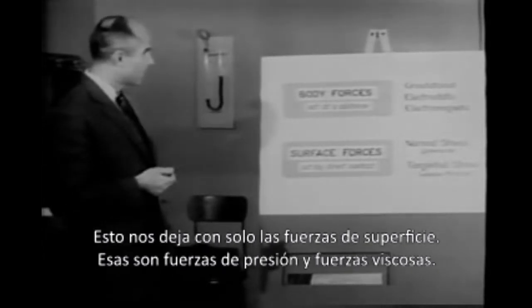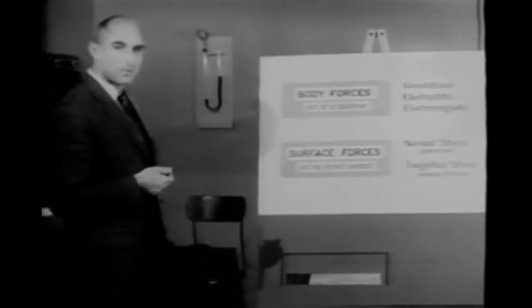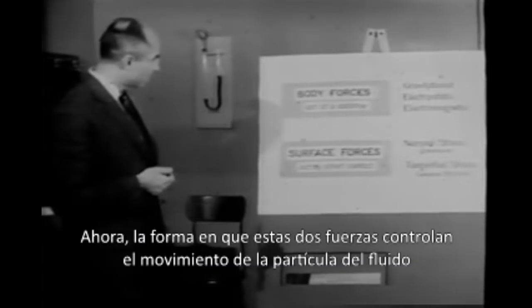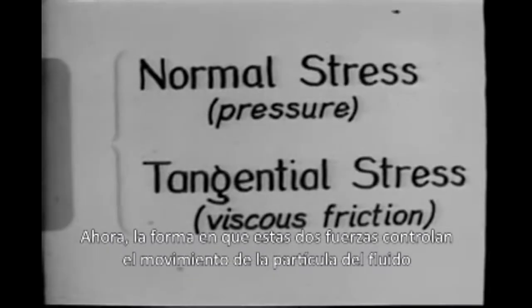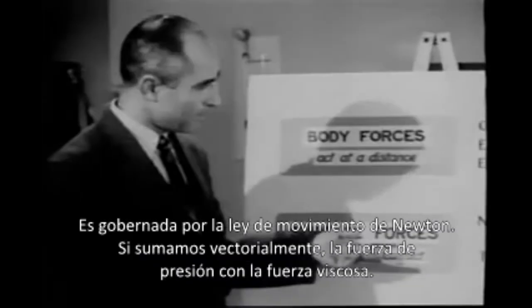This leaves us only with the surface forces, that is, pressure forces and viscous forces. Now, the way in which these two forces control the motion of a fluid particle is governed by Newton's law of motion. If we add vectorially the net pressure force with the net viscous force, we get a resultant force through the parallelogram construction. This resultant force is equal to the product of the particle mass with its acceleration, or for a particle of unit mass, it is equal to the acceleration itself.